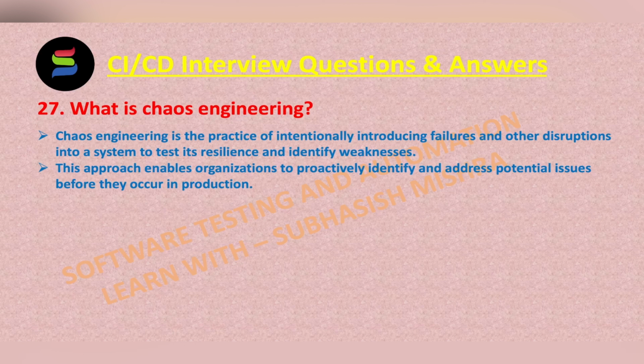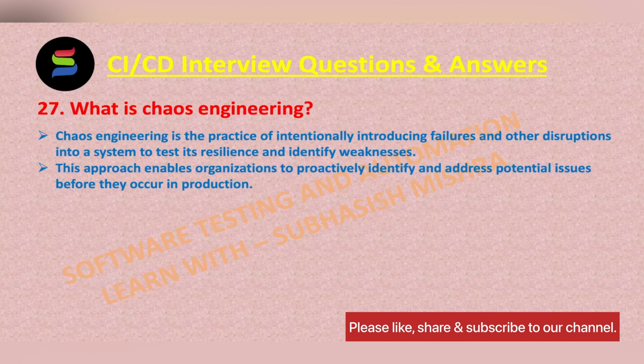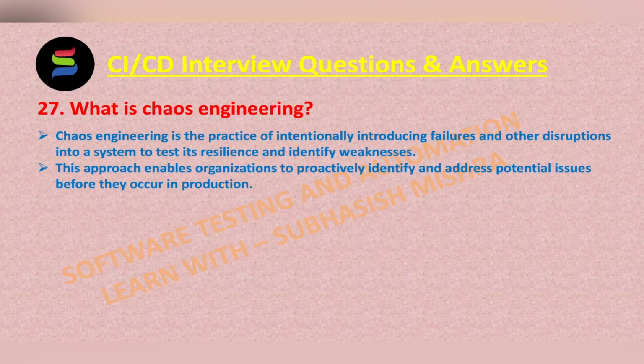You may get another question: what is the difference between chaos engineering and testing? How is chaos engineering different from testing? So, chaos engineering focuses on finding potential failure points before they cause problems, whereas testing focuses on verifying the system works as expected or not. So, that is the main difference. Chaos engineering is proactive while testing is reactive. Okay, we will move to the next question.